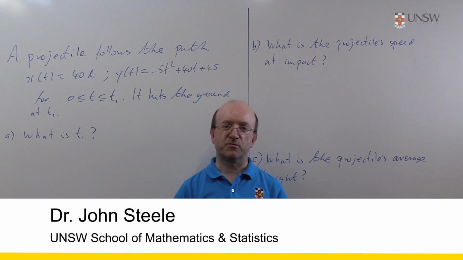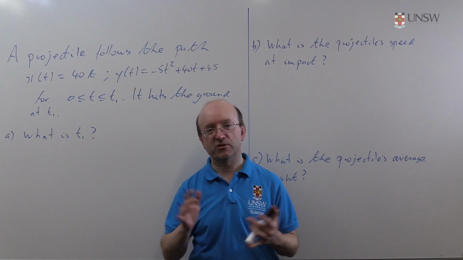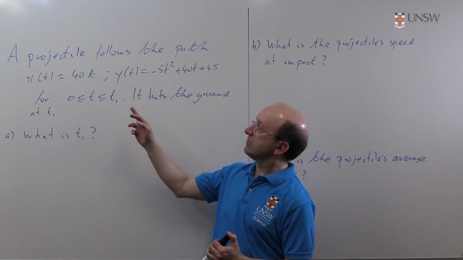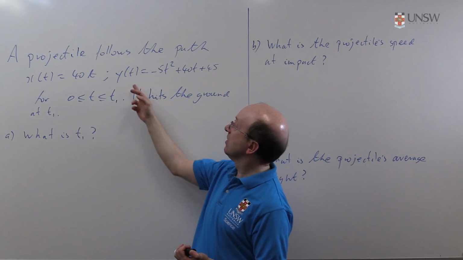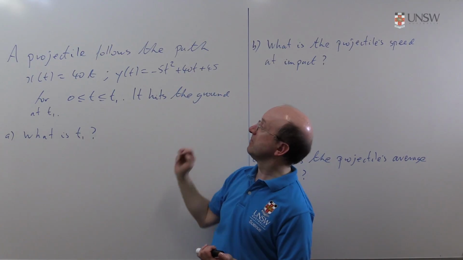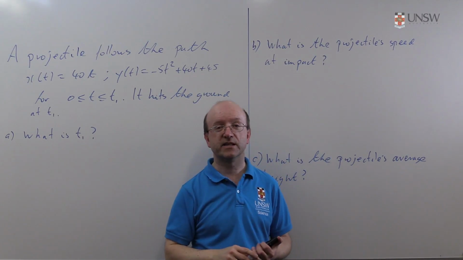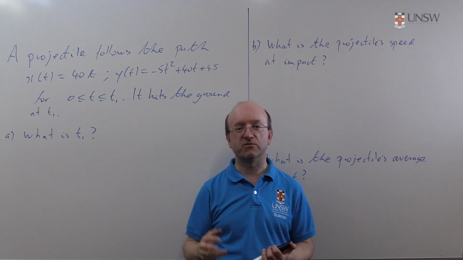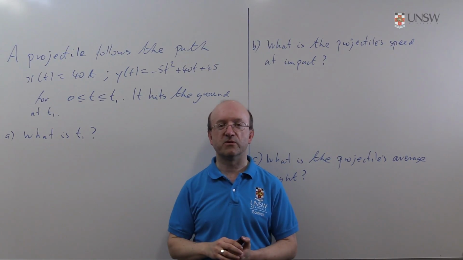In this video we're going to look at a problem involving the speed of a particle. So the setup here is you've got a projectile fired from a cannon or something like that, and it follows this path through space. x of t is 40t, y of t is given by this parabola for t between 0 and t1. And the particle is fired off when t equals 0 and it hits the ground at t1. And we've got several things we want to work out here.